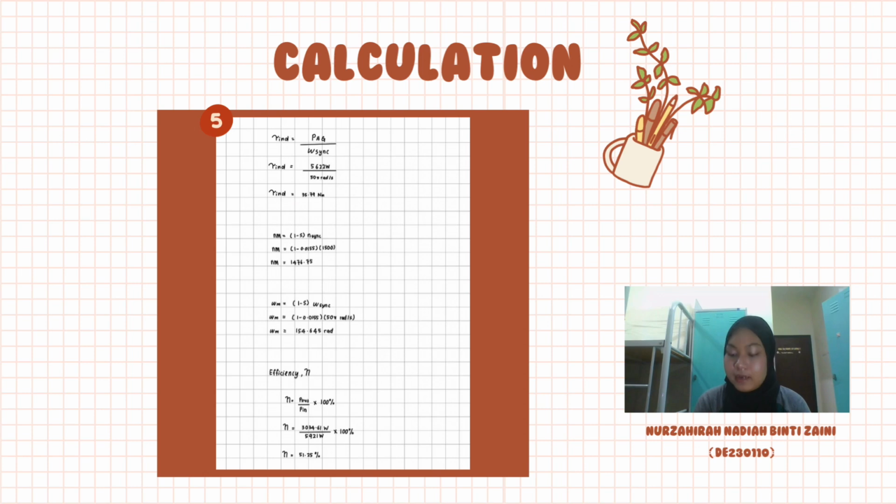Next, we need to calculate the efficiency for the whole value. The formula of efficiency is P out divide P in multiply 100. So we get the value of efficiency is 51.25%. Thank you from me.